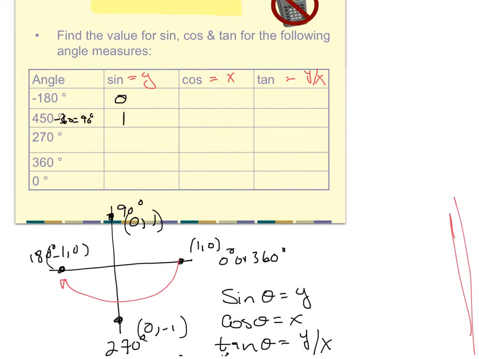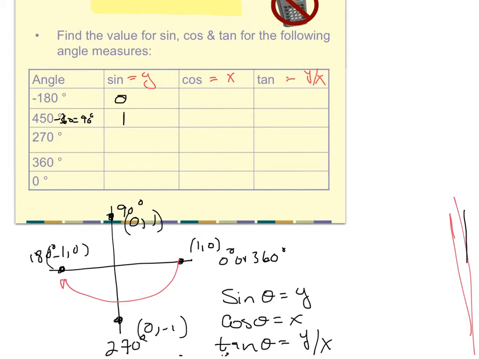Okay, so what I'd like for you to do is pause the video, try and fill in the rest of the table, and then just confirm. I'll have an explanation as to how I find all the points with the answers filled in, and just check your work. So now we're going to do 270.